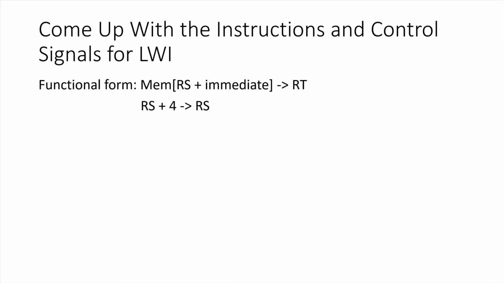For our second exercise, let's come up with the instructions as well as the control signals for the load word increment based on the load instruction. Its functional form is given as the data from the memory address of register RS with an immediate offset is sent to the register RT. Then, at the end, the address of RS is incremented, just like with store word increment.